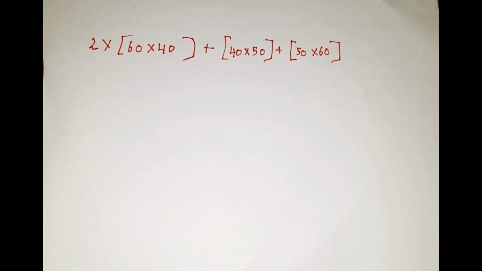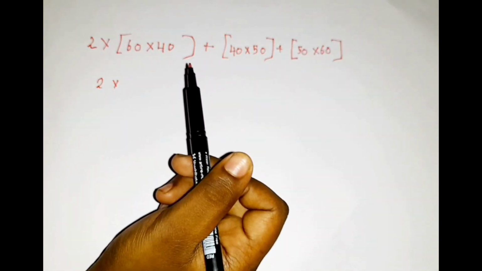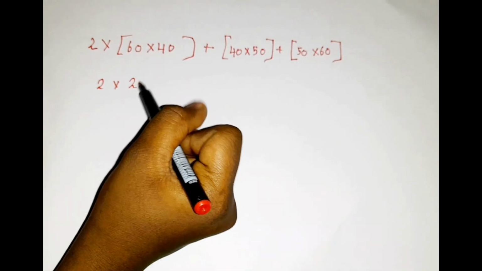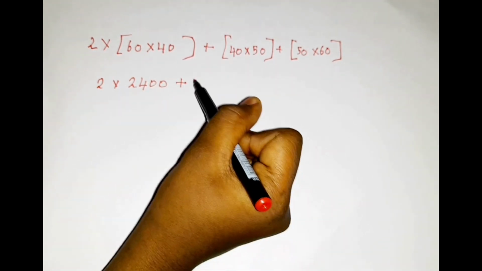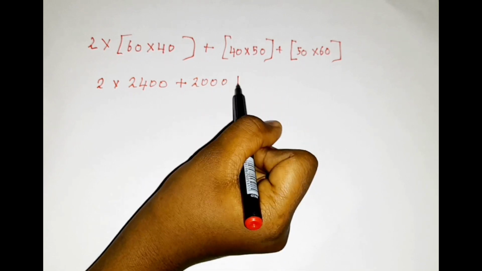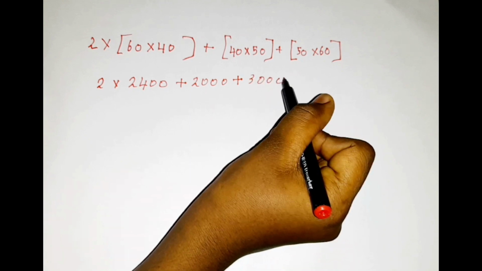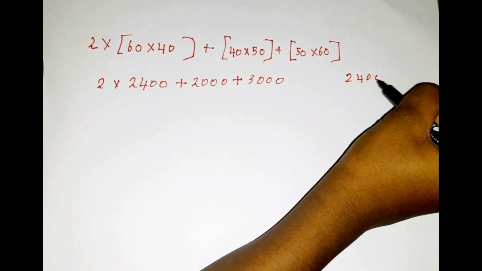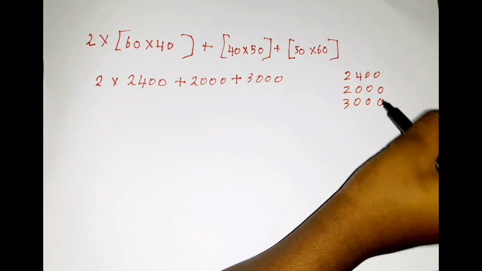So let's write the 2 as it is. No need to change the 2. So 2 into 60 into 40. So 6 4s are 24, so 2400 plus. So 5 4s are 20, so 2000 plus 6 5s are 30, so 3000. So now we are going to add this. We shall add it: 2400 plus 2000 plus 3000.